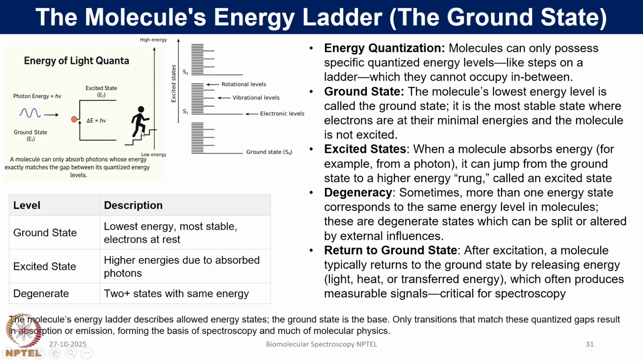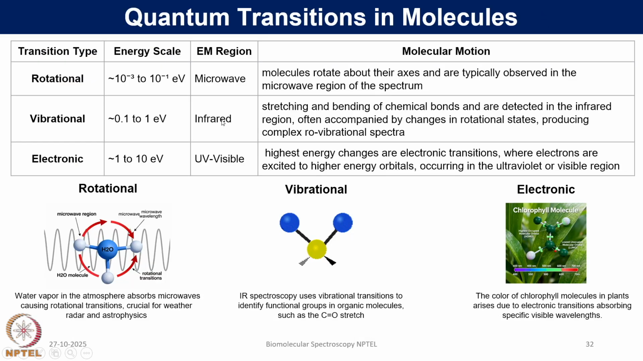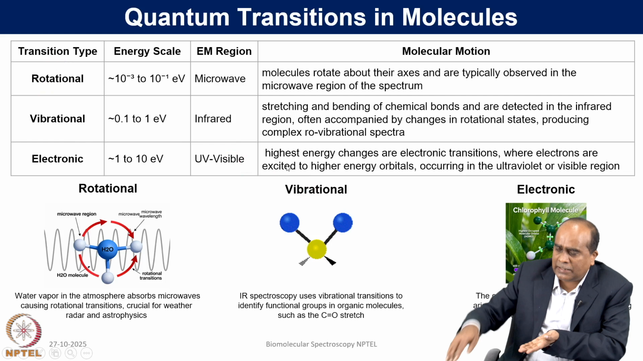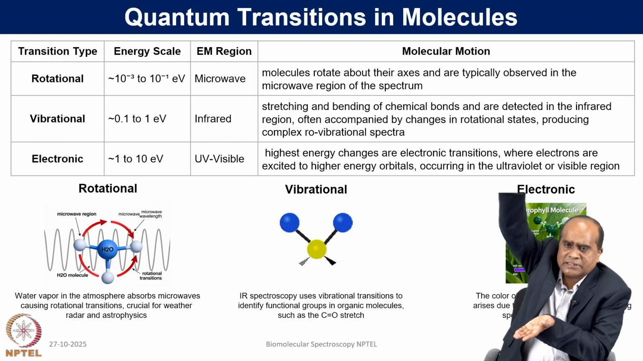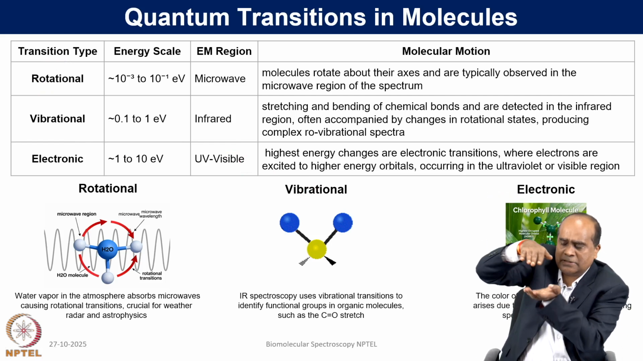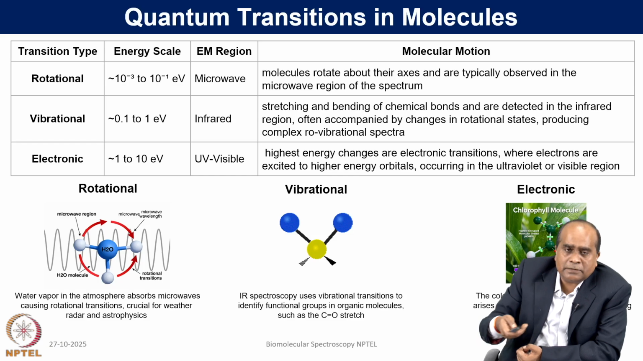Then when we excite from one vibrational state to another vibrational state to a third vibrational state, this is called vibrational spectroscopy. If you look at the energy levels of the electronic state like this, vibrational is like this, rotational is like this. So, here the energy required is less, right.